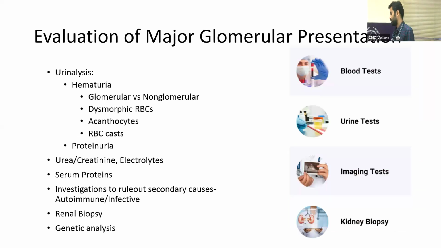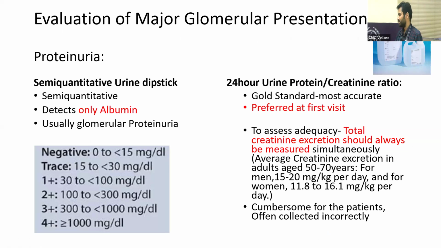So coming to the lab evaluation, lab investigations, the first step is to do the urine analysis to look for hematuria and proteinuria. Proteinuria means first qualitative, then followed by quantitative. Then regarding renal failure status, whether the patient is having uremia, azotemia, dyselectrolytemia, then serum protein levels, whether the patient is hypoalbuminemic or not, then investigations to rule out the secondary causes, and finally renal biopsy, then genetic analysis. So coming to proteinuria and hematuria, we already discussed.